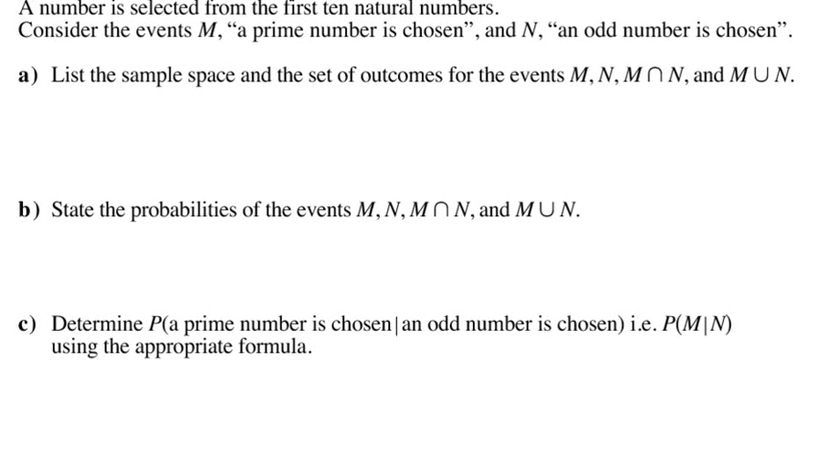A number is selected from the first 10 natural numbers. Okay, so we're picking numbers from 1 to 10. Consider the events m for prime. I guess they didn't want to use p for prime because p means probability. And n for an odd number is chosen.